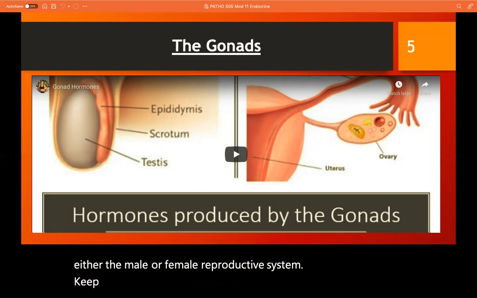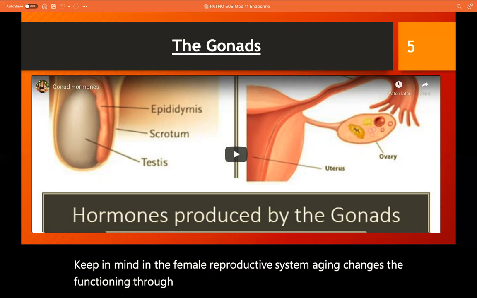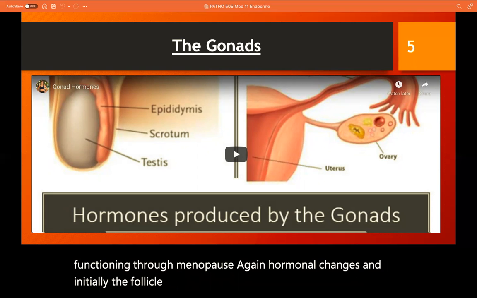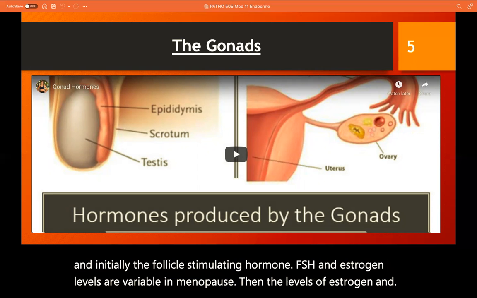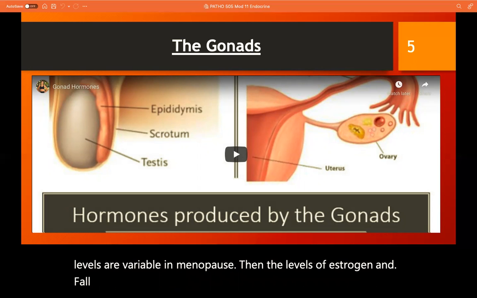Keep in mind in the female reproductive system, aging changes the functioning through menopause, again, hormonal changes. Initially, the follicle stimulating hormone FSH and estrogen levels are variable in menopause. Then the levels of estrogen fall, while FSH and the luteinizing hormone levels will increase.